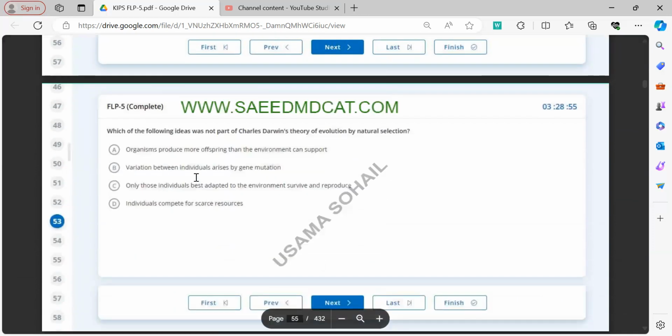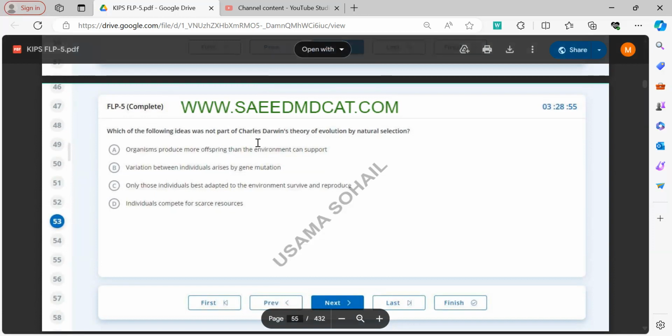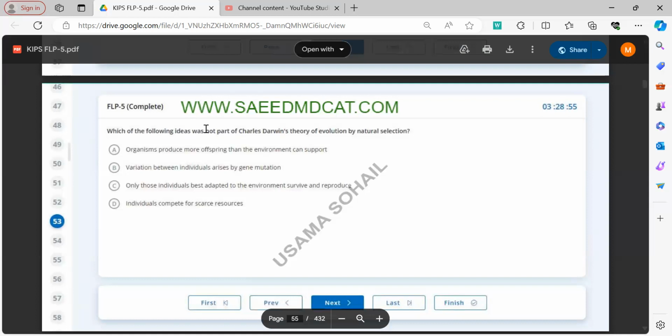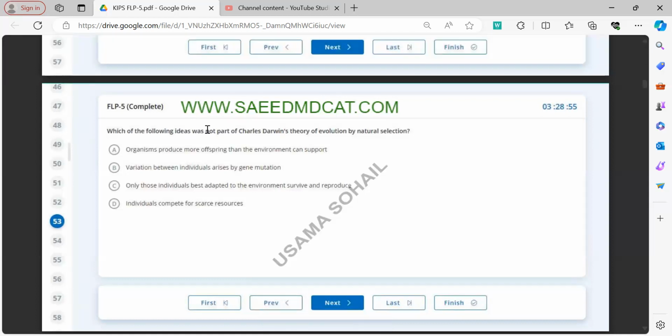In question number 53, similarly, another theory of Charles Darwin is mentioned, and which of the following ideas was not part of it? So it means that which of the following ideas stated over here is incorrect. So what did Charles Darwin say? Charles Darwin said the survival of the fittest. So we simply have to rule out that theory which contradicts the survival of the fittest. And the correct option will be B.